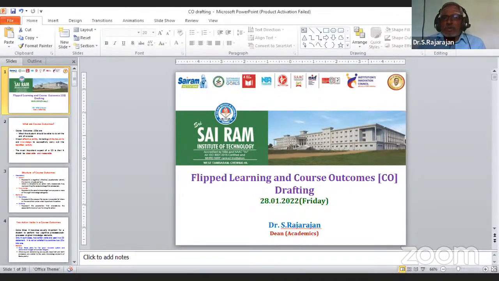There are 4 parts in the course outcomes. One is action verb, second is knowledge, third is condition, fourth is criteria. There are 4 elements in each and every course outcome. When we write the course outcome, we have to understand these 4 factors that we need to include. 2 factors are essential, mandatory factors and 2 more factors are optional factors. Mandatory factors are action and knowledge. Optional factors are condition and criteria.